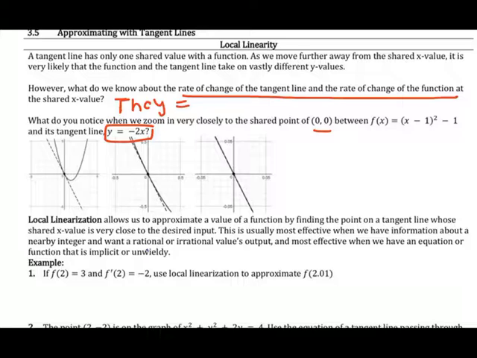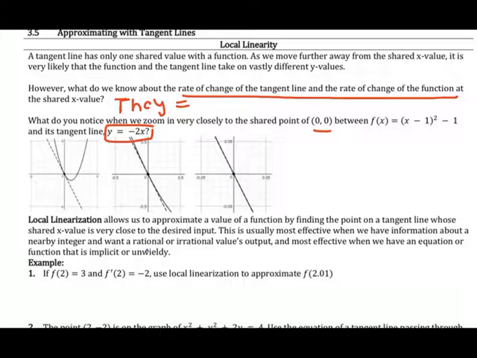And that leads us to the idea of local linearization. Local linearization allows us to approximate the value of a function by finding the point on a tangent line whose x value is very close to the value that we're looking for. This is usually most effective when we have what I like to call messy functions, or when we have a value that we're evaluating at that's not going to give us a nice integer answer. We're going to see something rational or irrational. It's most effective when we have a function that is implicit or that is unwieldy, meaning it's not really easy to analyze or approximate the tangent line using what we already know.